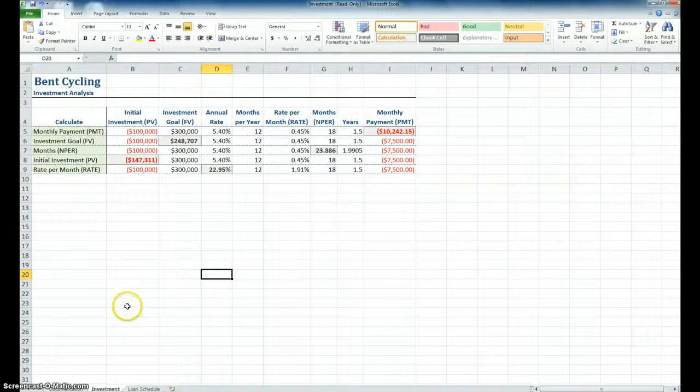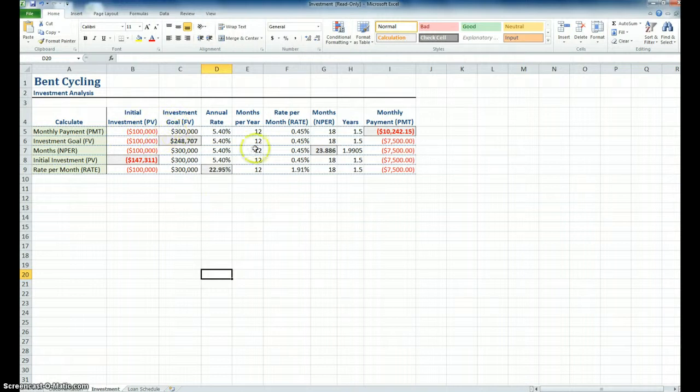So to recap what we've done, we know what all of our variables were. She has $100,000 of money that she can use. She needs to get to $300,000. She can only put in $7,500 each month. And she wants to begin her expansion in 18 months. And we looked at all the different variables and all the different ways for us to get from here to there.